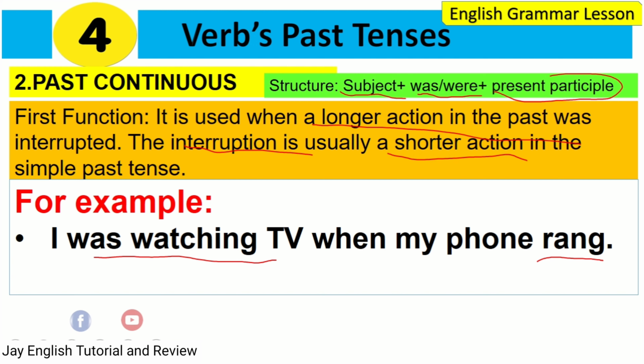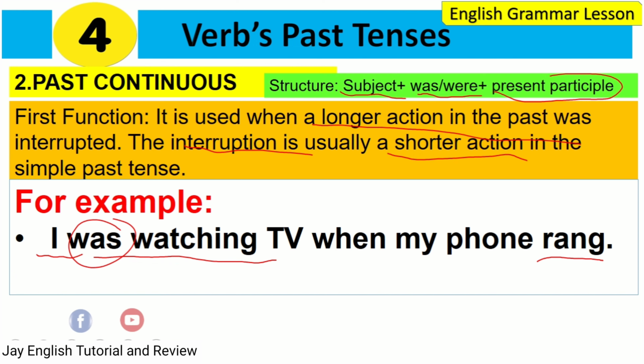So it means that I was watching here is the longer action because it is expressed in the past continuous structure. As you can see in here, we have our subject I, the helping or linking verb was, and followed with watching, our present participle. And that means it is telling us that I was watching is our longer action, okay?